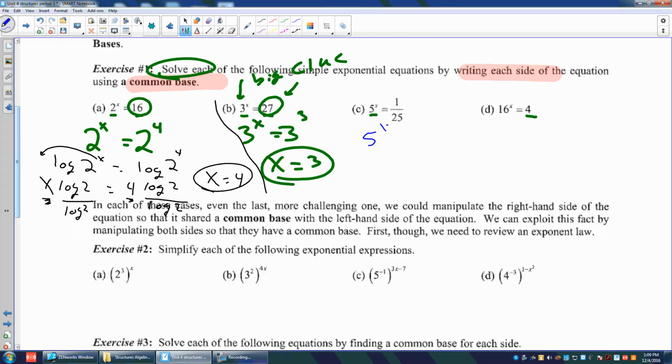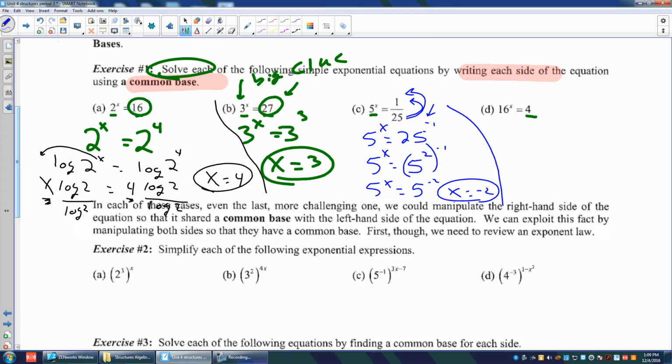Here, 5 to the x is the same as 25 to the negative 1. What? Oh yeah, I brought this to the opposite side of the fraction bar, so I had to make the exponent negative. When you bring something to the opposite side of the fraction bar, you make the exponent negative. Now, 5 to the x equals 25 to the negative 1, and 25 is really 5 squared, so it's 5 squared to the negative 1. Now we're going to use our exponent rule to say 5 to the x equals 5 to the negative 2. If you don't understand, make sure you ask me. So x equals negative 2.